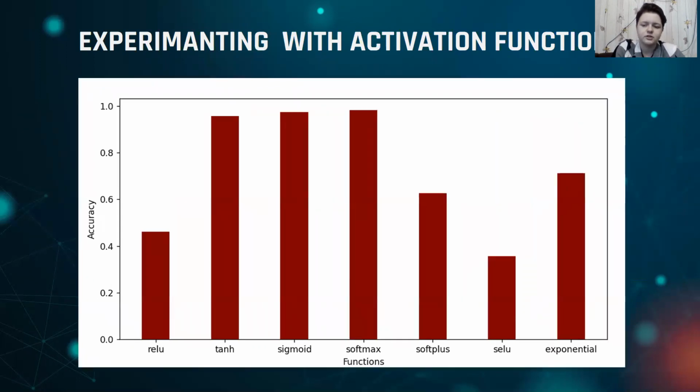On this picture, you can see the accuracy of a neural network that uses different activation functions on the output layer, and on the hidden layer uses tangent. From the graph, we can conclude that the best option for the output layer will be sigmoid or softmax functions.